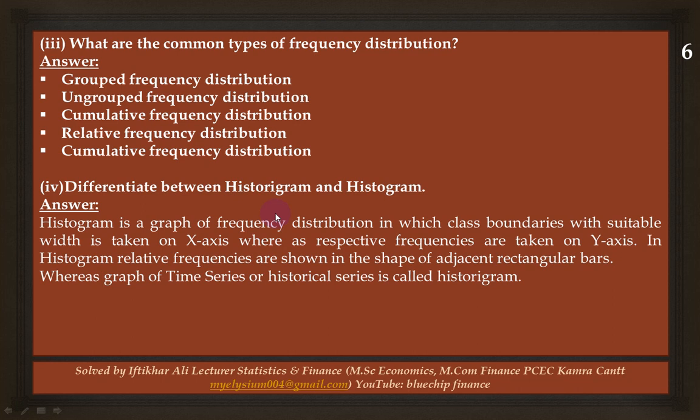Differentiate between histogram and histogram. Histogram is a graph of frequency distribution in which class boundaries with suitable width are taken on the x-axis, whereas respective frequencies are taken on the y-axis. So in a histogram we take class boundaries on the x-axis and frequency on the y-axis, whereas in the other graph relative frequencies are shown in the shape of adjacent rectangular bars, whereas the graph of time series or historical series is called histogram.